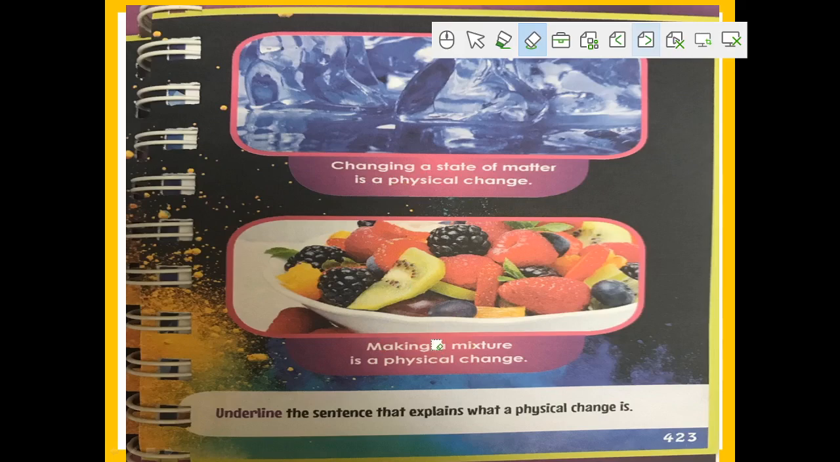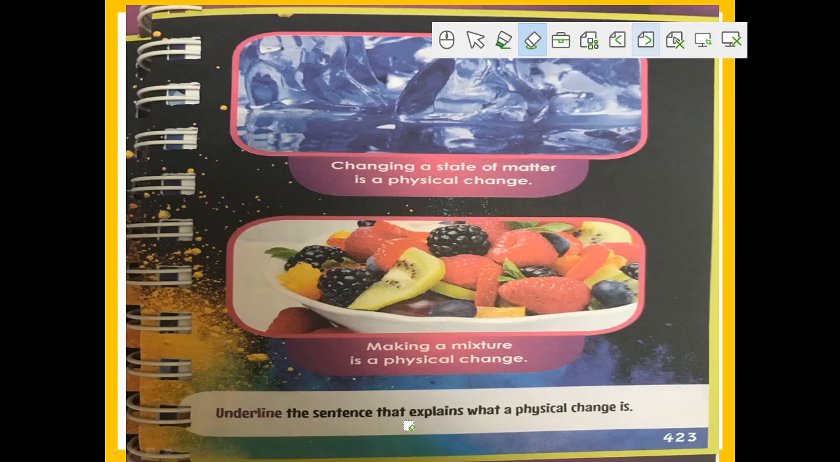The last one here, making a mixture. Look, we have a fruit salad. It's a mixture. We have many fruits here. So this is physical change. The strawberry stays strawberry, even if we put it in the mixture, right?